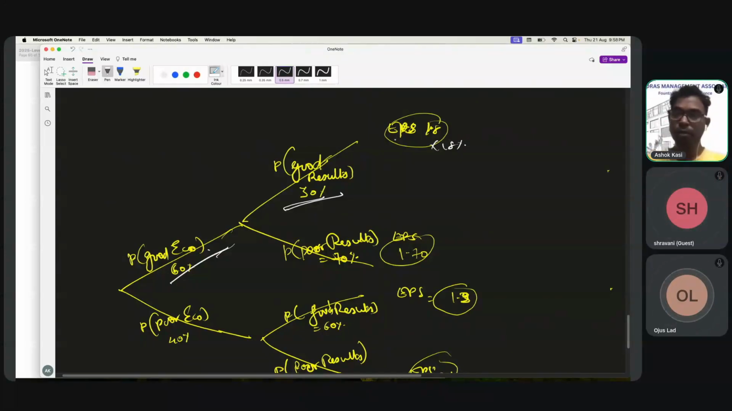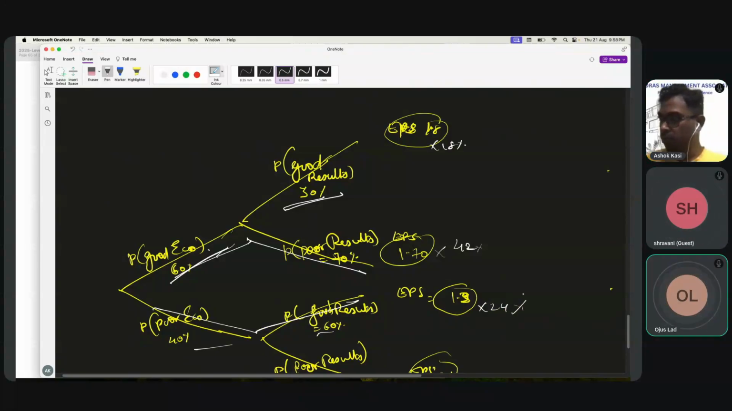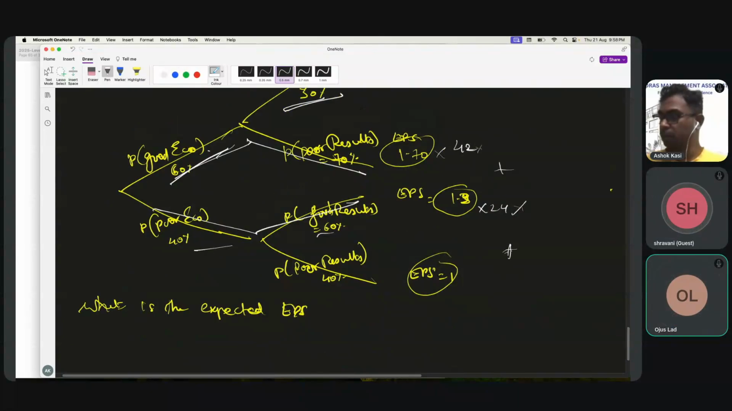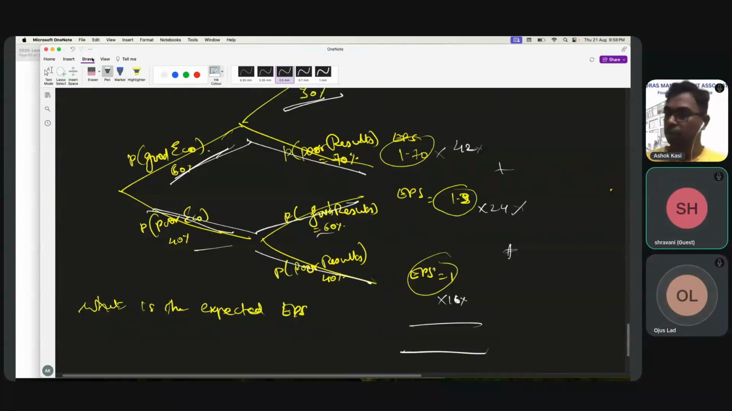Is it fine? Yes. The next one will be 60% has to happen and then 70% has to happen. So that will be what? 6 sevens are 42%. Then 40% has to happen and 60% has to happen. 6 fours are 24%. Or means plus. Or 40% and 40%. That is what? 16%. Yes. Just calculate all this.